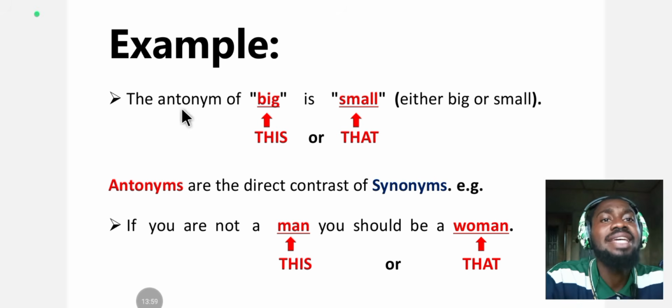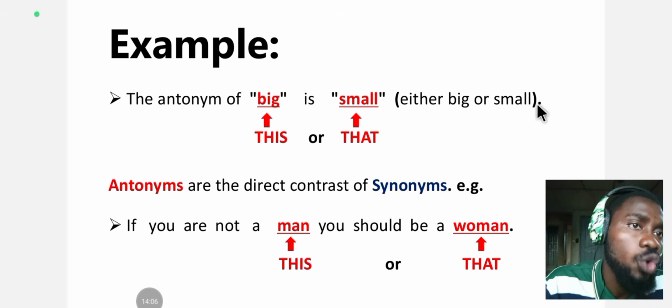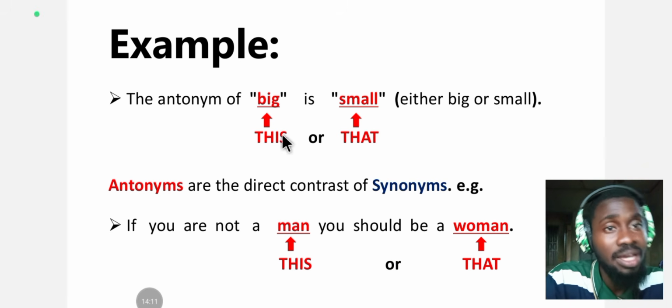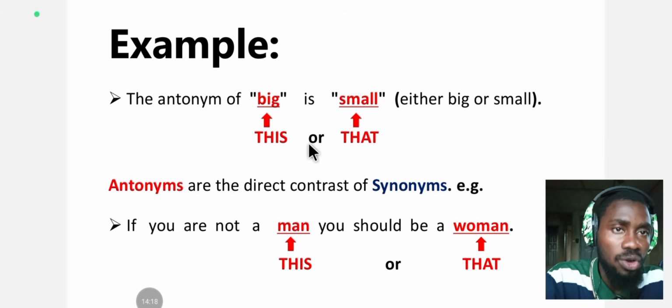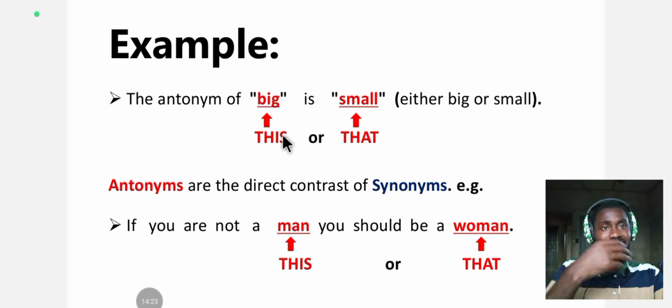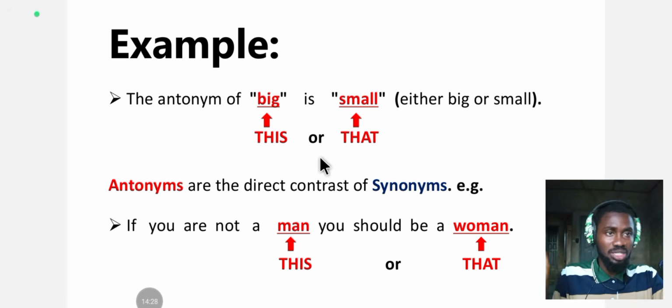Example, the antonym of big is small. Let's read the statement in the brackets, either big or small. Remember, either this or that. Okay, for antonyms, opposite in meaning. When we look at what we have here, tracing through the arrow, it says this or that. So either big or small. This is the big. That is the small. Farthest from big. Okay, that's the opposite.